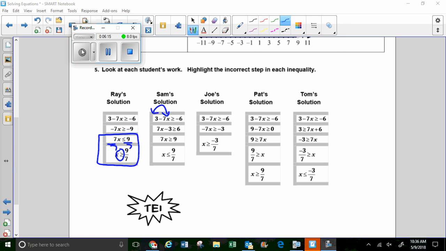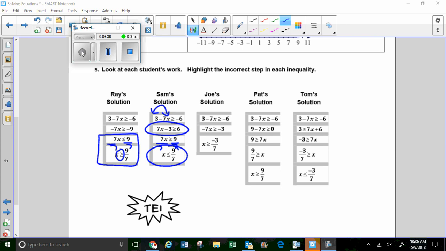For Sam's solution, one of the mistakes was he flipped these using the commutative property, but you can't really use the commutative property with minus. We only have the commutative property of addition. So there's one mistake. And then another was the same that Ray did. He divided by 7 on both sides, which is positive, but yet he flipped the sign, which was unnecessary.